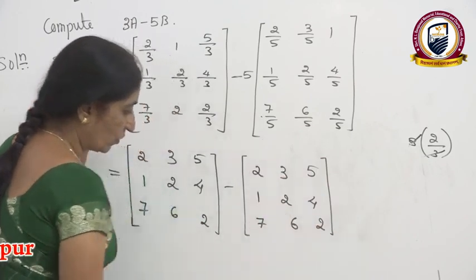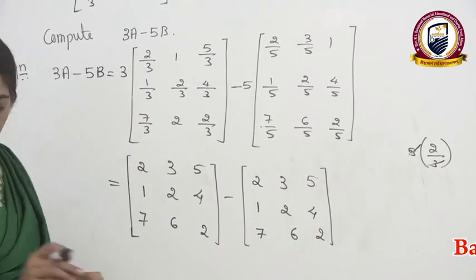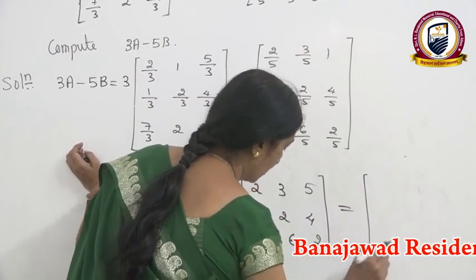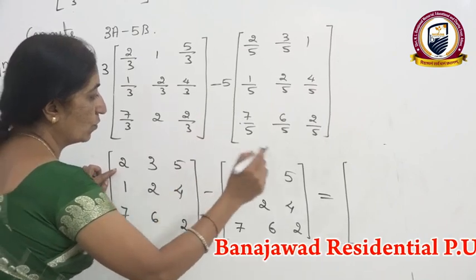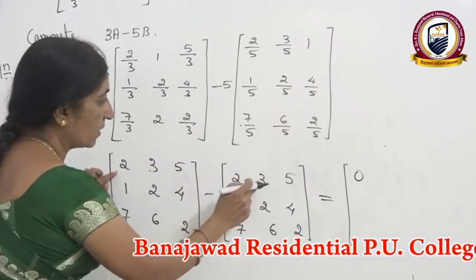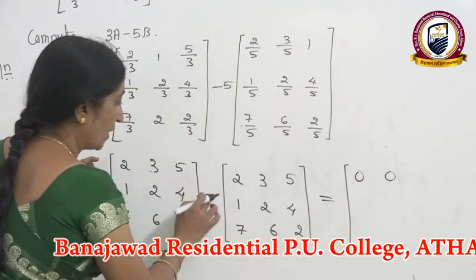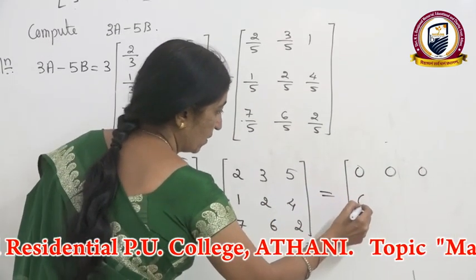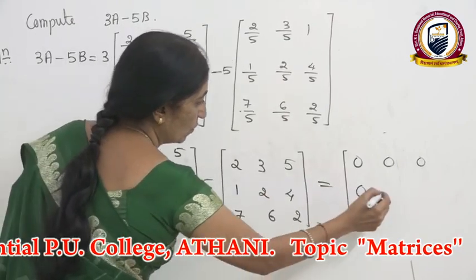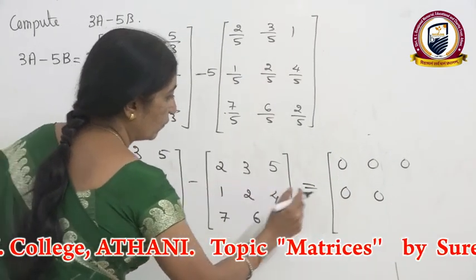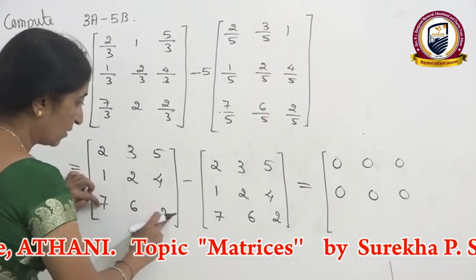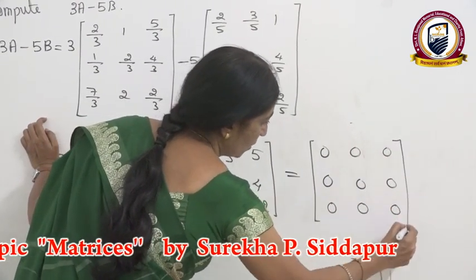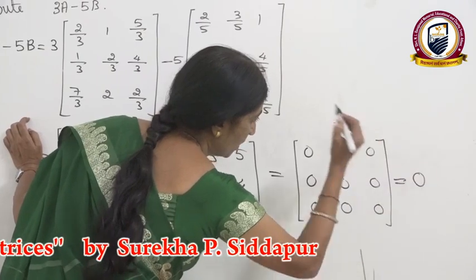Then in the next step what you are doing? In the next step we are going for subtraction. Corresponding subtraction. See here. 2 minus 2, 0. 3 minus 3, 0. 5 minus 5, 0. 1 minus 1, 0. 2 minus 2, 0. 4 minus 4, 0. Like that, in the third row also you are getting all elements 0. That is 0. And you know that generally the 0 matrix is denoted like this.